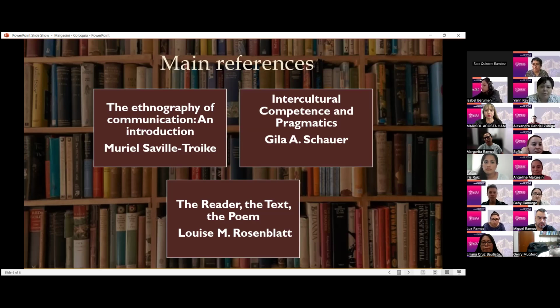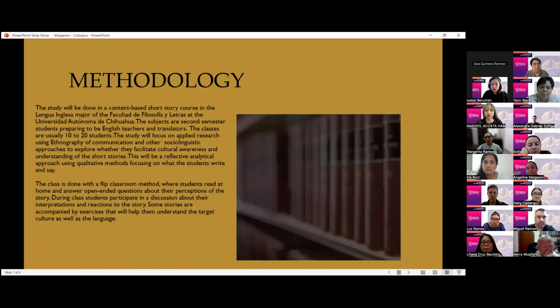And my methodology: I currently teach a content-based short story course at the University of Chihuahua in the major of lengua inglesa. They're starting to become English teachers and English translators, so they need to know about the English culture. And what better way than with short stories? Usually they're in second semester. Usually I have around 10 to 20 students. I'm not sure how many I'm going to have next semester. And they're college students, so 18 to 25 years old, maybe.